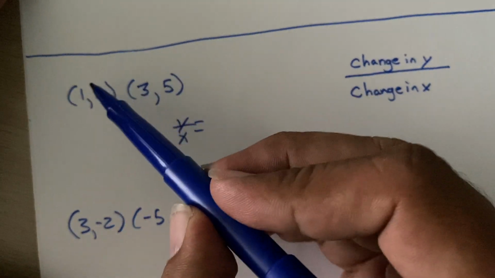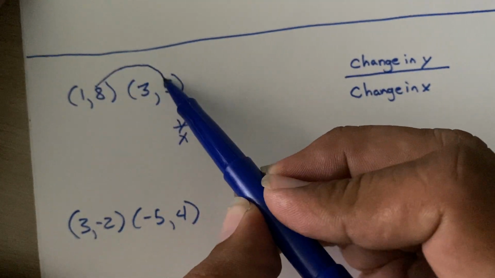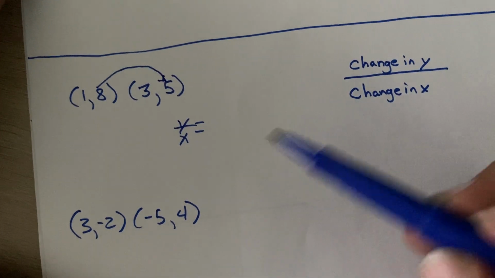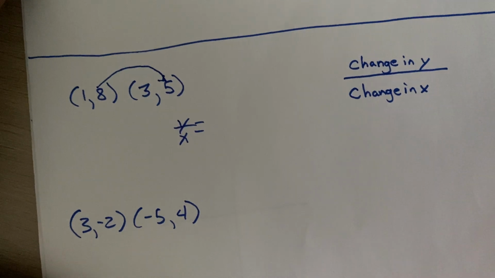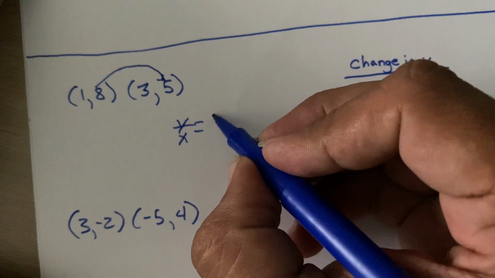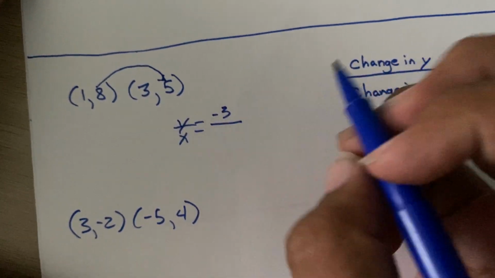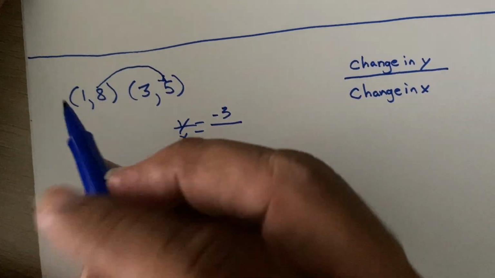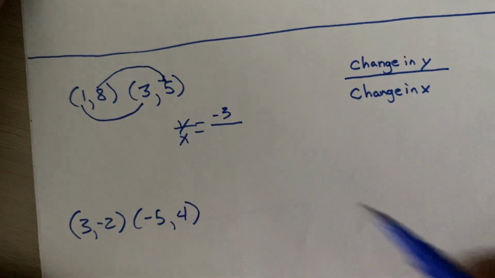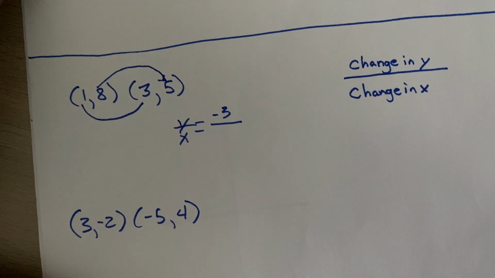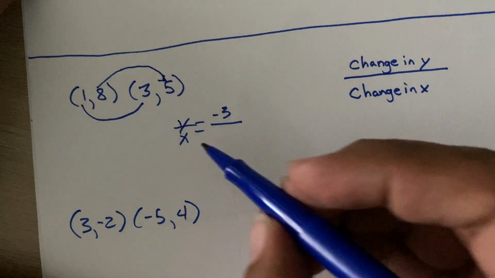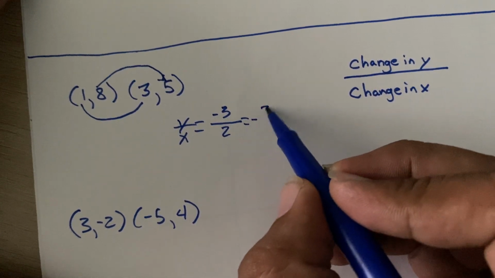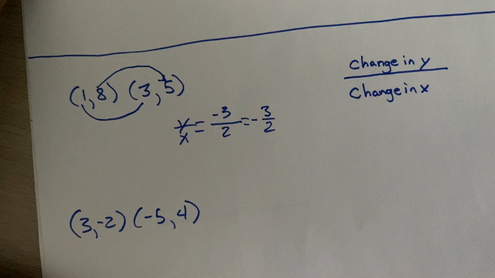So you'd ask yourself, how does an 8 turn into a 5, only using adding and subtracting? Well, to get from an 8 to a 5, you would subtract 3. So negative 3 is the y. Then, how would a 1 turn into a 3, using only adding or subtracting? I would add 2. That's a positive 2. So this slope is negative 3 over 2.